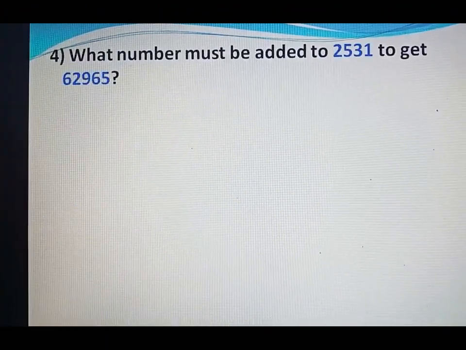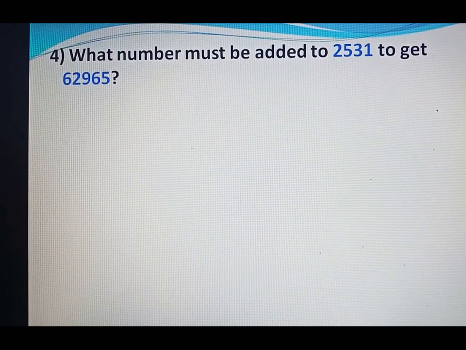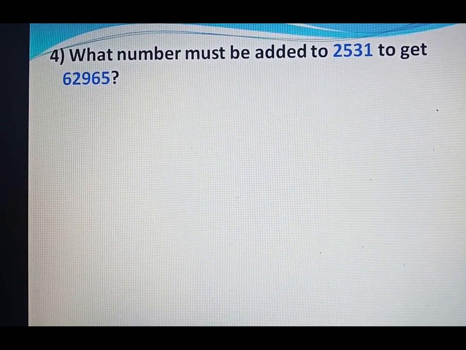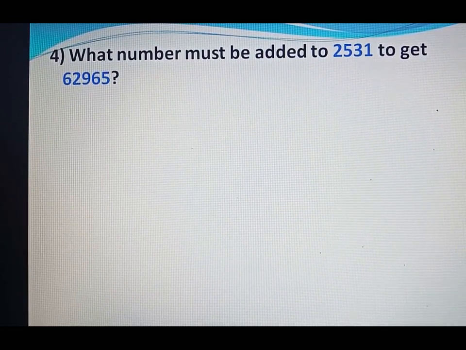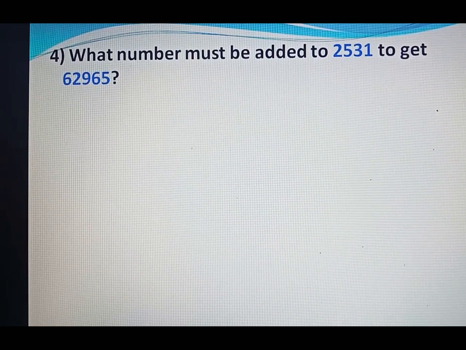Now come to question number 4th. What number must be added to 2,531 to get 62,965?